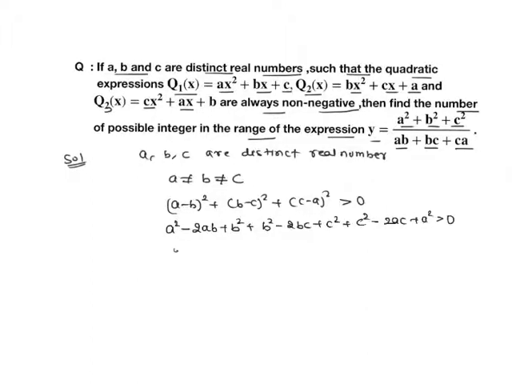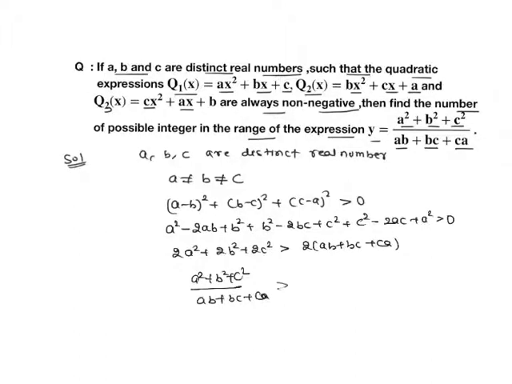So from here we can write 2 times a square plus 2 times b square plus 2 times c square is greater than 2 times (ab plus bc plus ca). So from here we can say a square plus b square plus c square divided by ab plus bc plus ca is greater than 1. Here we can say y is greater than 1.